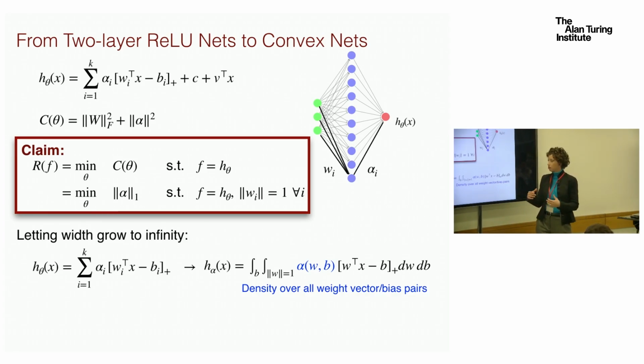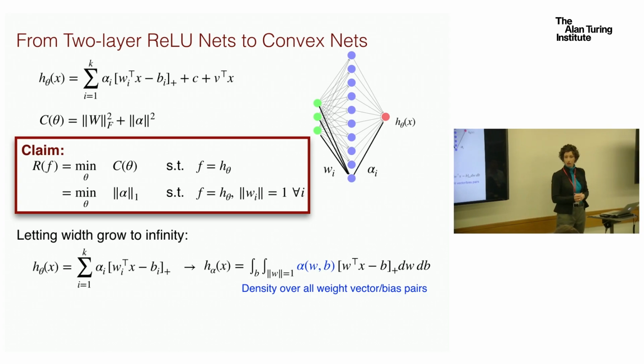And each one of these nodes in the continuum has a weight vector times our input plus or minus a bias, and it goes through a ReLU network. And so then we can integrate over all weight vectors that have unit norm and all biases b. Okay, so all we're doing here is thinking about what happens to this network in the limit as we allow the number of middle nodes to go to infinity.